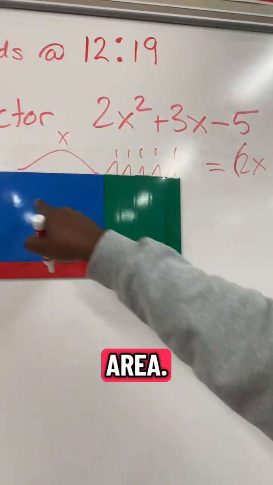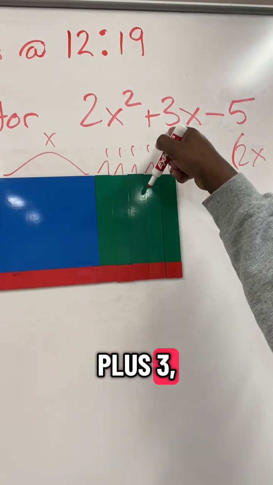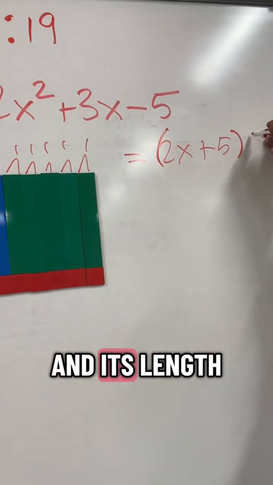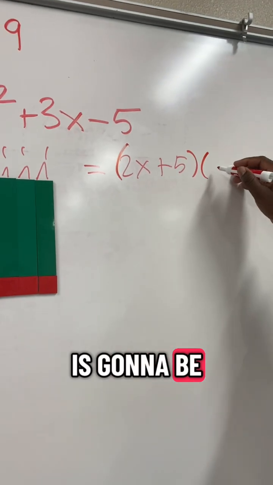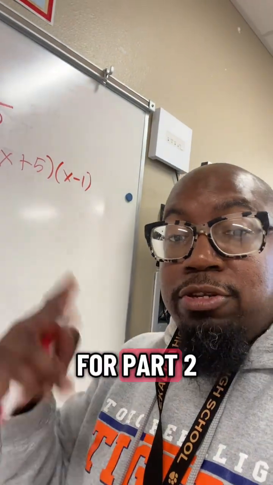So the total area here, which was 2x squared plus 3x minus 5, its width is 2x plus 5, and its length is gonna be x minus 1. All right, stick around for part 2 when I do the box method.